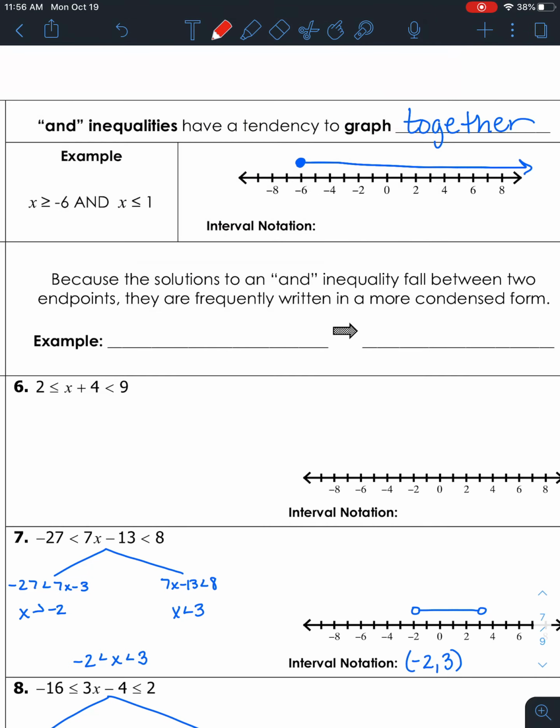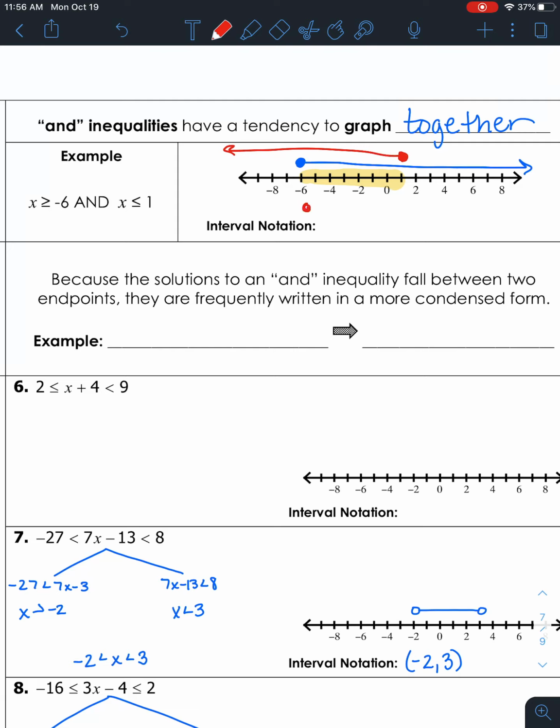Now I'm going to go grab a different color. I'm going to graph x is less than or equal to 1. So again, closed circle here at 1 and shading in the direction that it's pointing. Now because these are ands, they get sandwiched, we need to graph the answers that are overlapping. So which answers would go with x is greater than negative 6 and x is less than or equal to 1? All right, so my final graph would look like this.